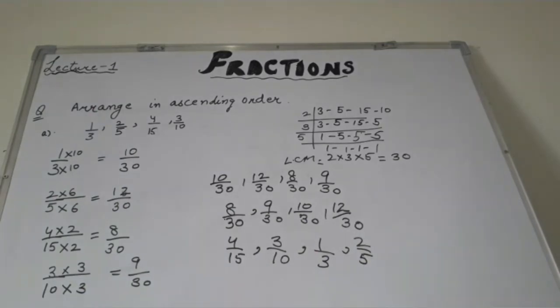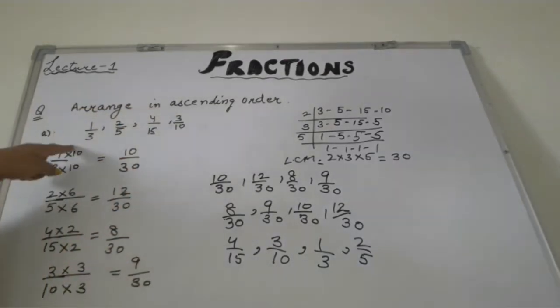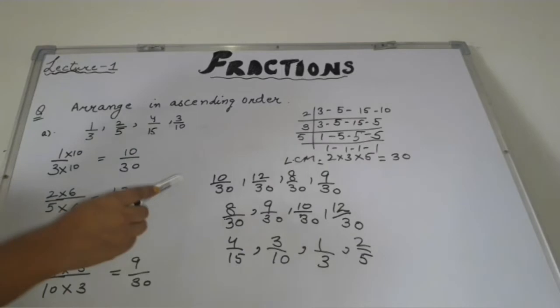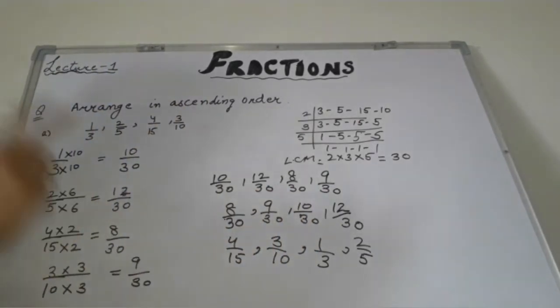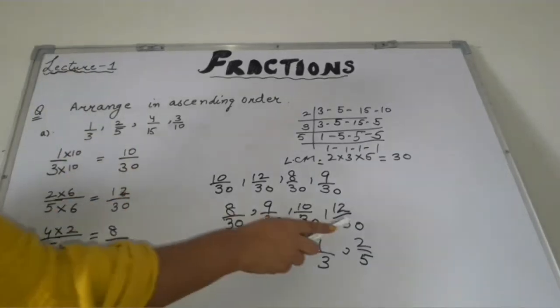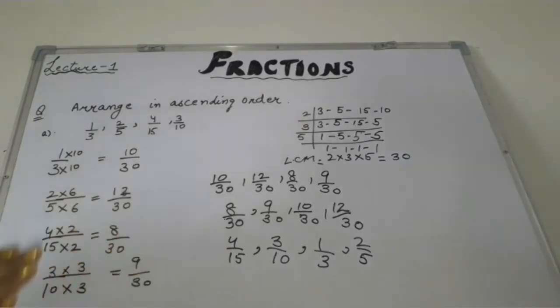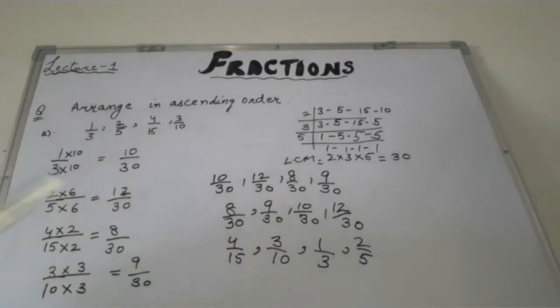In a similar way, you can do the descending order also. The pattern is the same: first take the LCM, make your denominators the same, and after getting the same denominator, for descending order write the greatest first. That is, write 12 by 30 first, then 10 by 30, 9 by 30, 8 by 30. Similarly, you change your order for the above question: 2 by 5, 1 by 3, 3 by 10, 4 by 15 for the descending order.